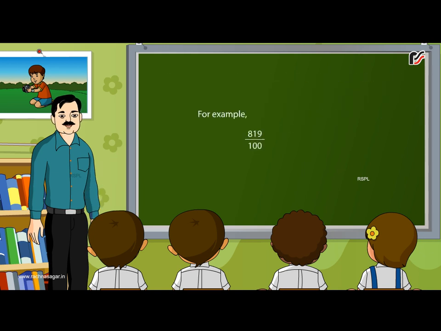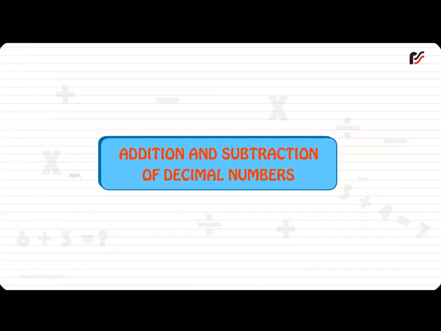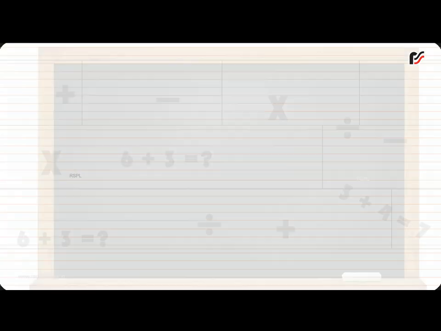For example, 819 by 100 is equal to 8.19. 6007 by 1000 is equal to 6.007.